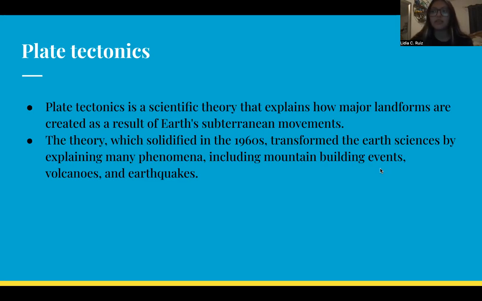There are three types of plate tectonic boundaries, being divergent, convergent, and transform. Also, there are seven major tectonic plates, being the African, Antarctic, Eurasian, Indo-Australian, North American, Pacific, and lastly, South American.